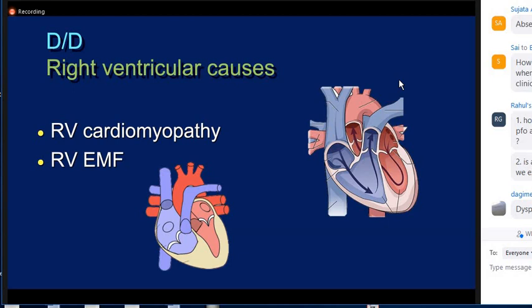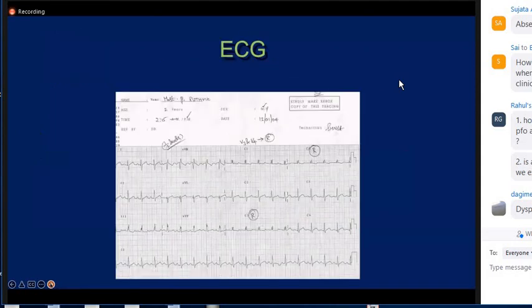RV cardiomyopathy will have a soft first heart sound, a normal second heart sound, S3 and S4, right ventricular parasternal pulsations and right ventricular apex, no ejection systolic murmur. There may be a flow murmur, but not significant, and there won't be any MDM, no wide fixed splitting.